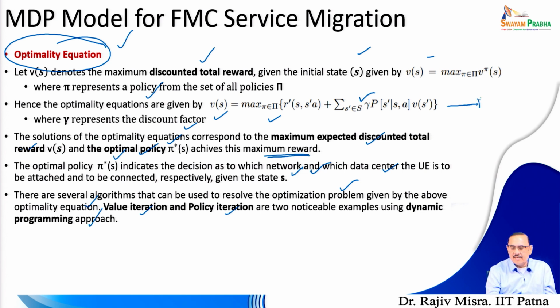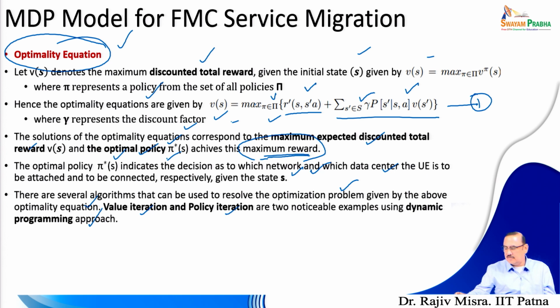The optimality equation expressed here has two important features. One is the reward and the other is the discount factor. There are two things expressed in this equation, and that particular policy out of several policies which gives you the maximum reward is called the optimal policy, and that is what is shown here as V(S). That optimal policy which gives the maximum reward is defined using this optimality equation.